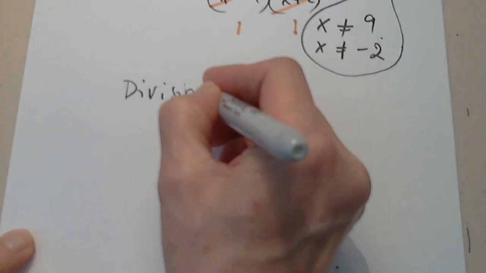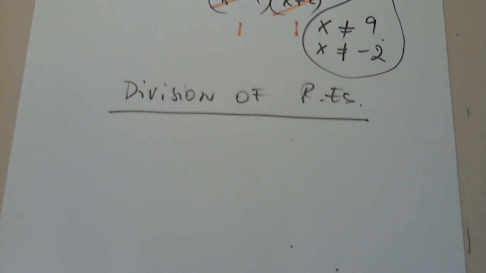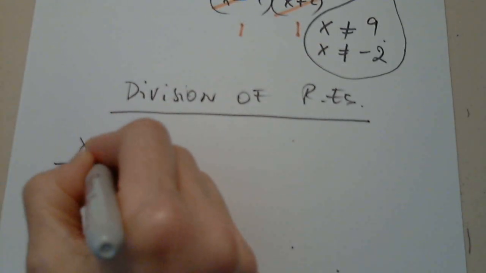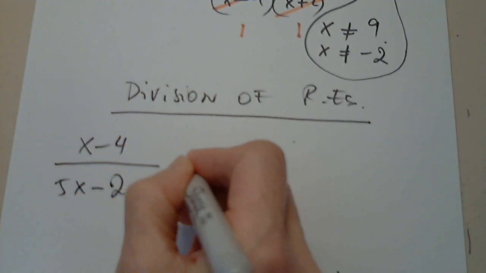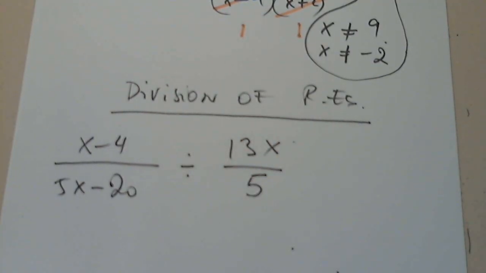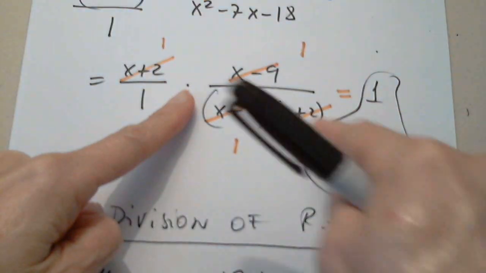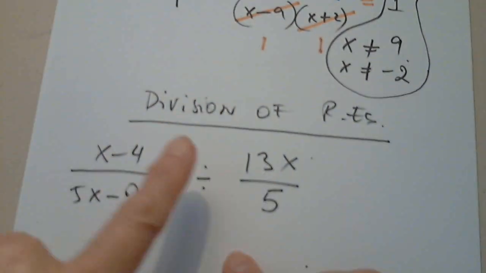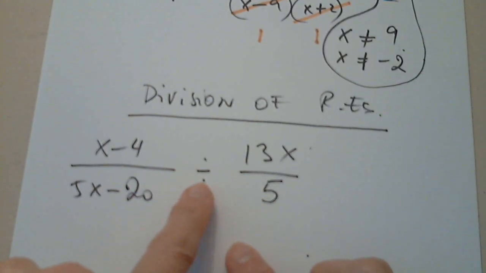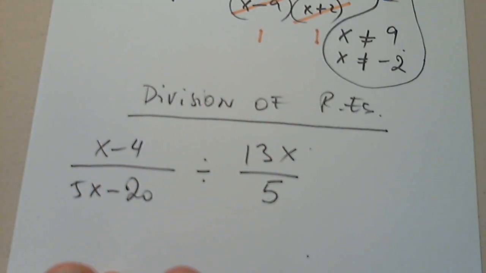Okay, let's look at division now of rational expressions. So x minus 4 over 5x minus 20 divided by 13x over 5. Let me refresh your memory on something. In a product, we are allowed to simplify across. Never in a division. You have to wait till you change it into a product. So careful.